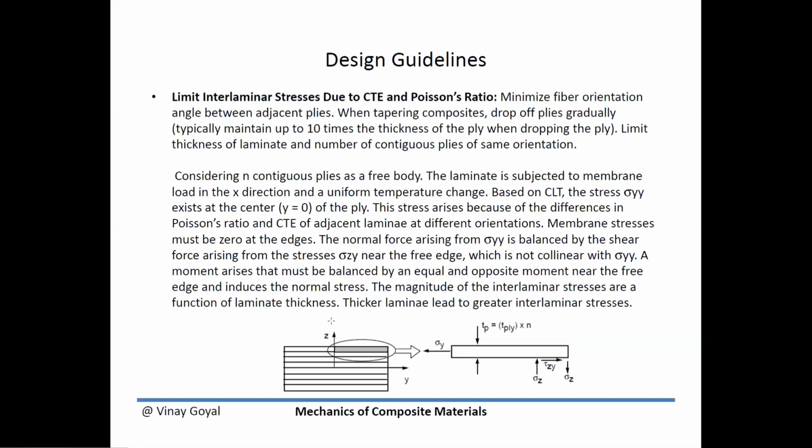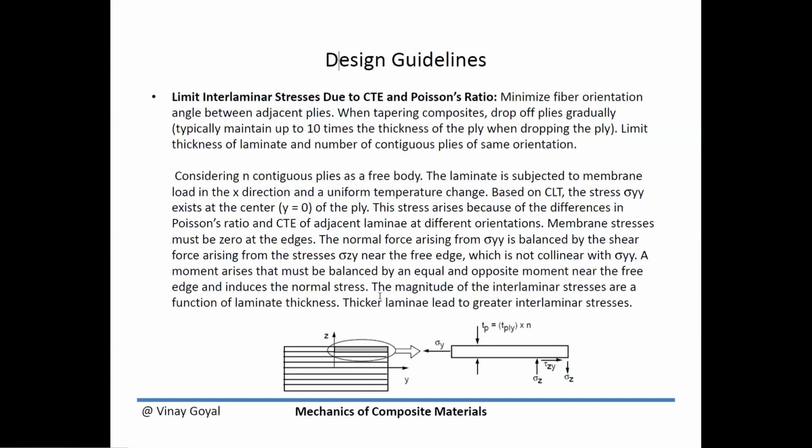Also, minimizing the fiber orientation angle between adjacent plies is a good idea because it will reduce the free edge effects. I'll be talking about that in a minute, and it will avoid microcracking, particularly when you're looking at cryogenic applications or where you have wide temperature excursions where the effects of interlaminar stresses can come into play. So minimizing the fiber orientation angle between adjacent plies is a great idea. So let's now dive into a new set of design guidelines.